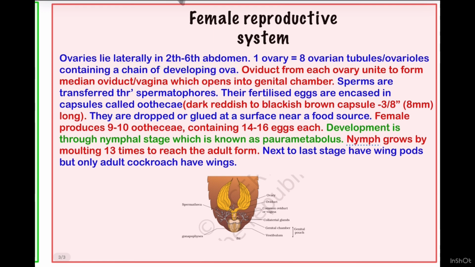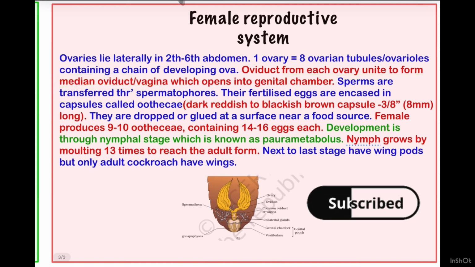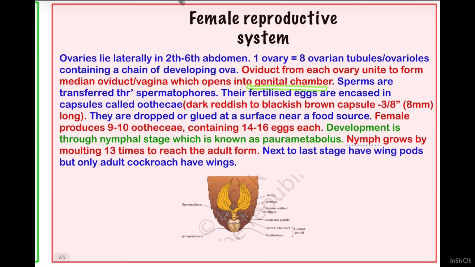Oviducts from each ovary unite to form a median oviduct called the vagina, which opens into the genital chamber. The sperms are transferred as spermatophores, and these sperms are collected by the spermatheca. The spermatheca is present here, a pair can be seen. A pair of spermathecae.